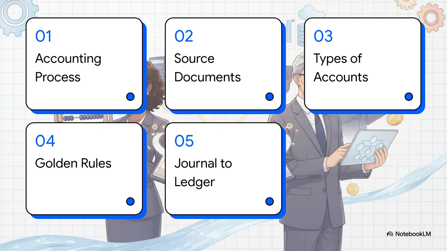We'll be hitting 1. The accounting process. 2. Source documents. 3. Types of accounts. 4. Those all-important golden rules. And finally, 5. Moving from the journal to the ledger. Let's get right into it.